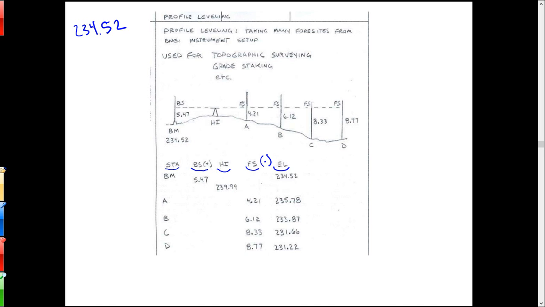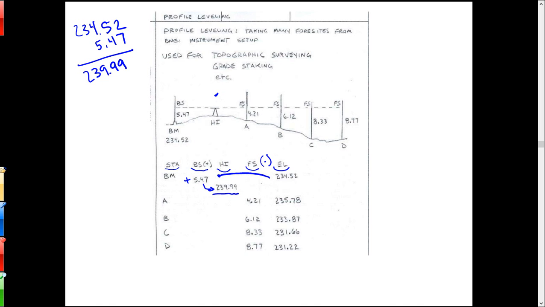So I've got that 234.52, and I take a back sight of 5.47 on it. And what I get then is 239.99. So I'm taking that plus this, and I'm getting that 239.99. That's the HI, height of instrument. And then once I've got that, I'm going to take a bunch of foresights. So I'm going to take that rod and run it on down that little hill there, and I'm just going to take shots on the rod as it goes.